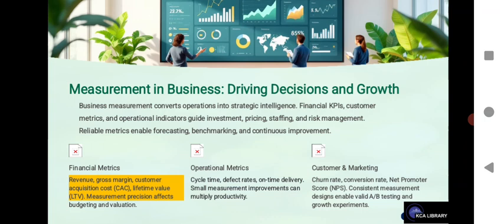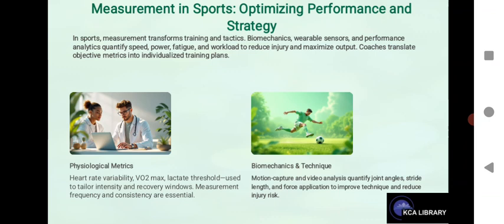Let's also look at the importance of measurement in sports. In sports, measurement transforms training and tactics. Biomechanics, wearable sensors, and performance analytics quantify speed, power, fatigue, and workload to reduce injury and maximize output. Coaches translate objective metrics into individualized training plans.